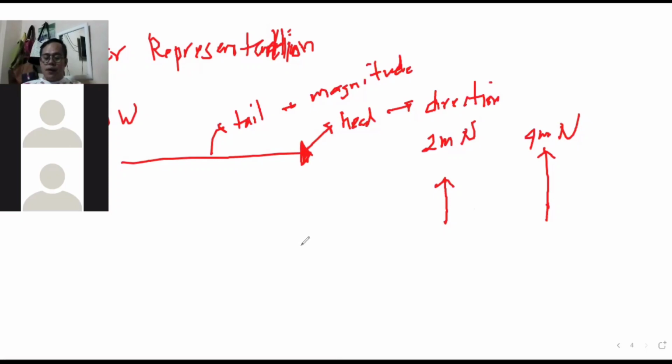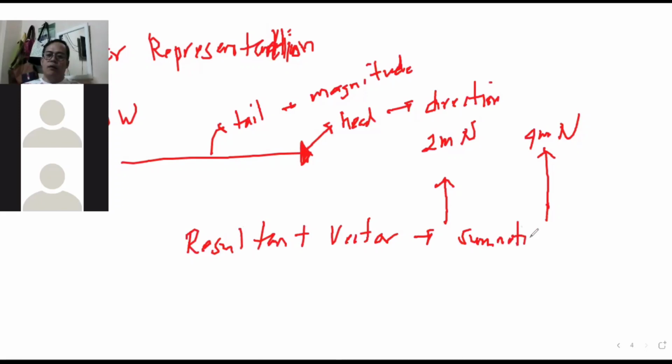Now, let's go to adding or subtracting vectors. So the result in adding two vectors is called the resultant vector. Resultant vectors are the summation of vectors.